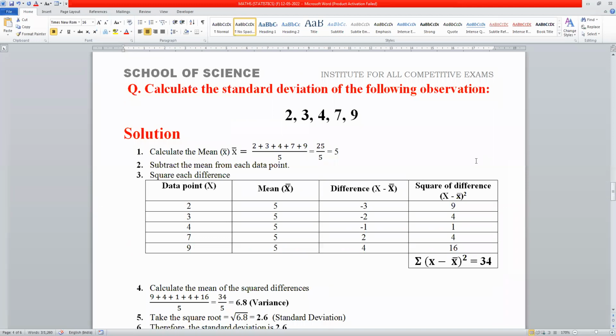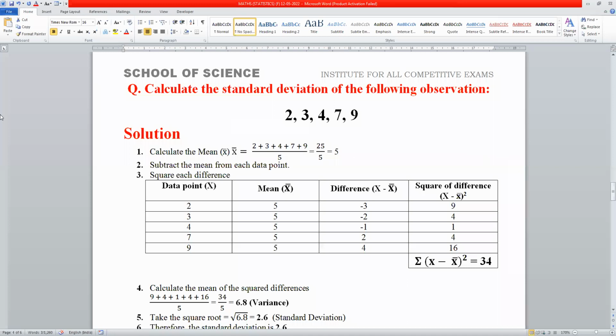Now, in our previous sum, we had 9 observations. Now here in this sum, we have got only 5 observations, and the observations are 2, 3, 4, 7, 9. Calculate the standard deviation of the following observations. Suppose this is the question.